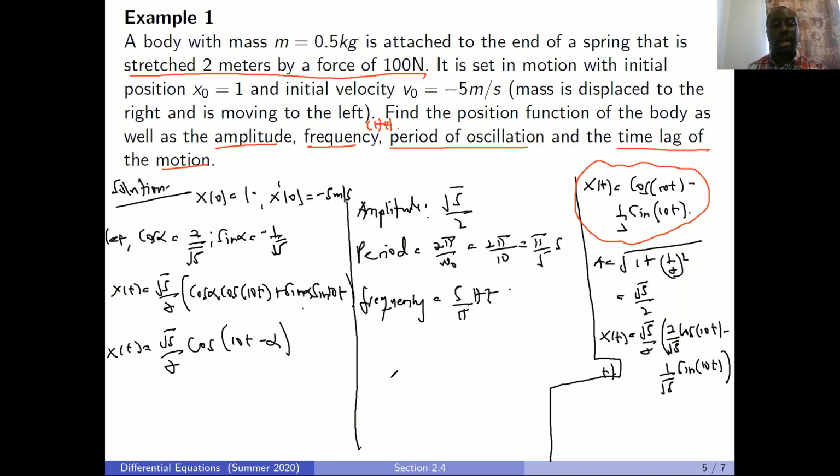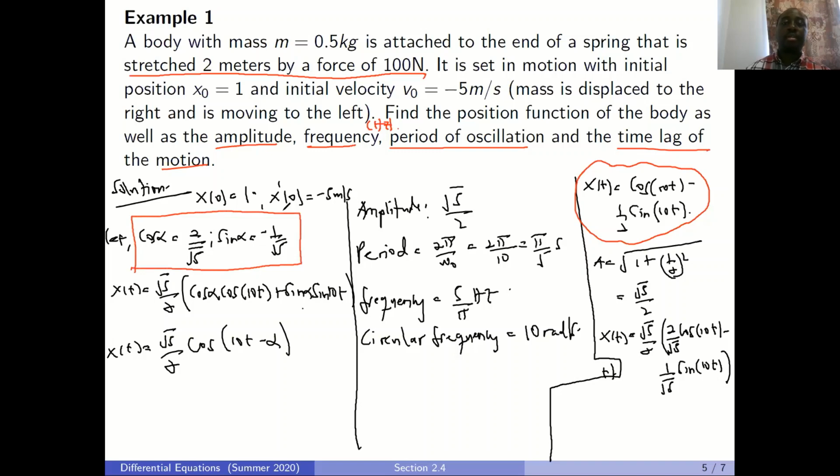Now we need the time lag. Right? We can also extract that. We were not asked to do this, but we can always find the circular frequency. This is quite straightforward. By definition, this is 10, in radians per second. And so to find alpha, we're going to use the fact that cosine of alpha is positive and the sine of alpha is negative to figure out what quadrant alpha is in. And then we'll use some trigonometric properties to figure out what alpha is.